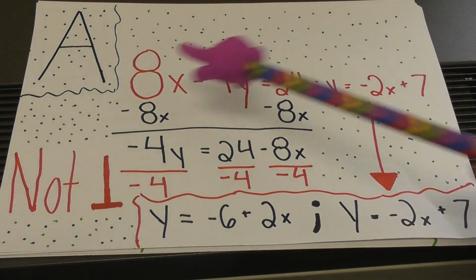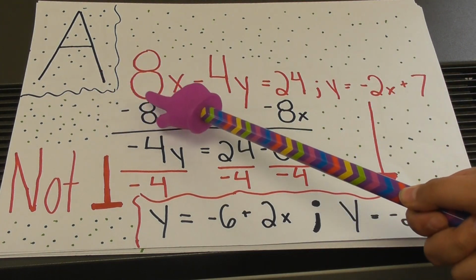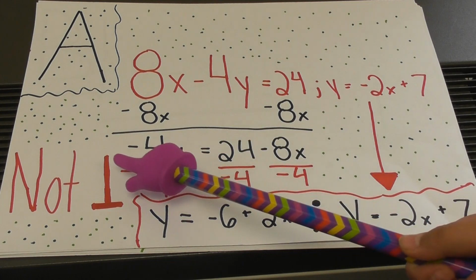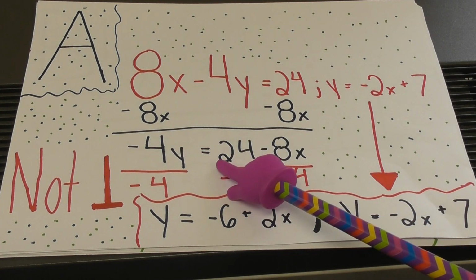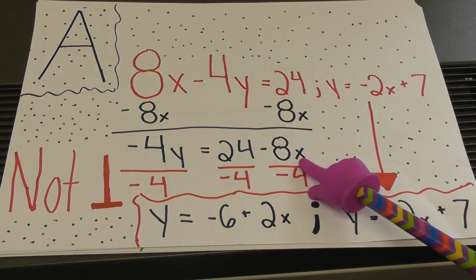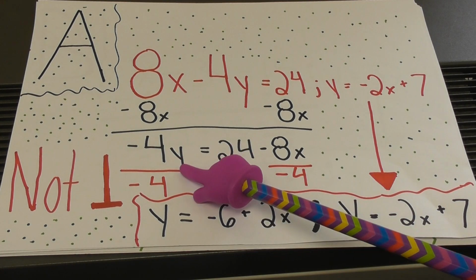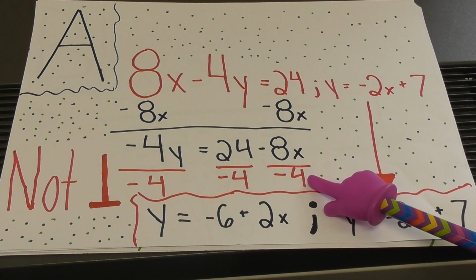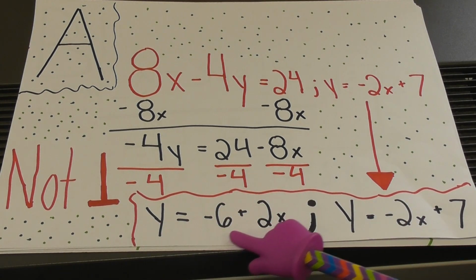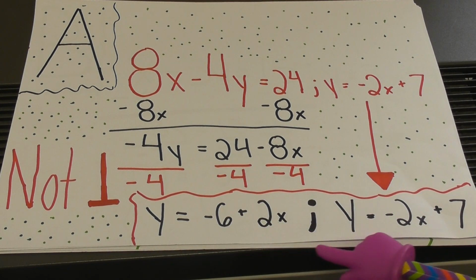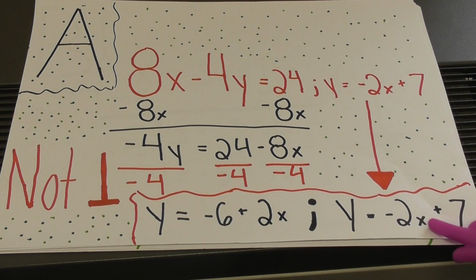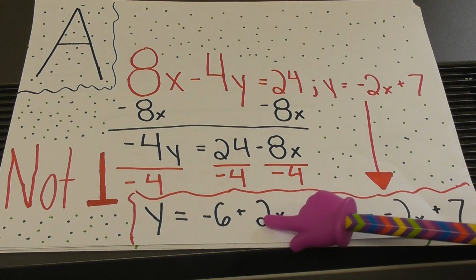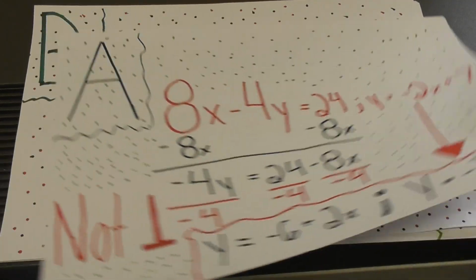For option A, we need to write the first equation in slope-intercept form. First, we need to subtract 8x from both sides, then rewrite the equation as negative 4y equals 24 minus 8x. Then, in order to isolate the y variable, we divide each value by negative 4. The final equation is now y equals negative 6 plus 2x. And the other equation is y equals negative 2x plus 7, which are not perpendicular because 2 and negative 2 are not opposite reciprocals.